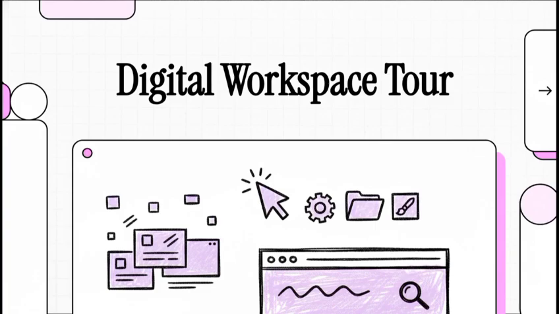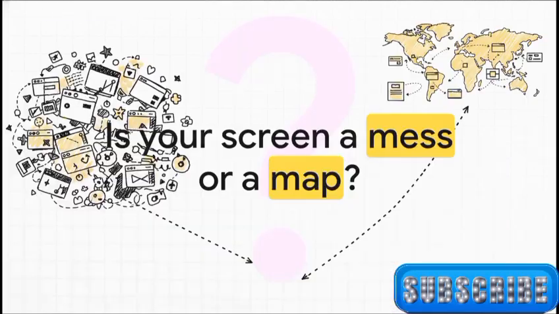Today, we're going to take a guided tour of a place you spend a ton of time in every single day, your digital workspace. So let me ask you this. Does your computer screen ever feel a little chaotic? Just a total jumble of icons and windows? Yeah, you're not alone. But what if we looked at it differently? What if instead of seeing a mess, you saw it as a map? A map to everything you need. That's exactly what we're about to do.